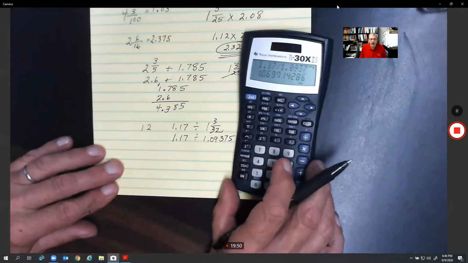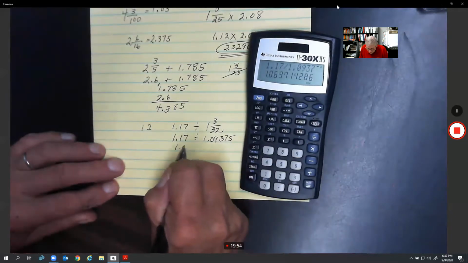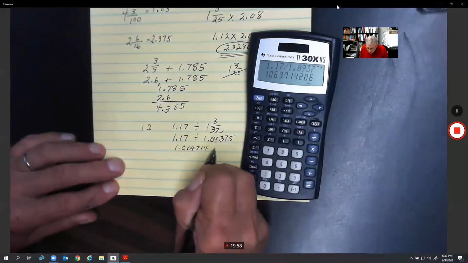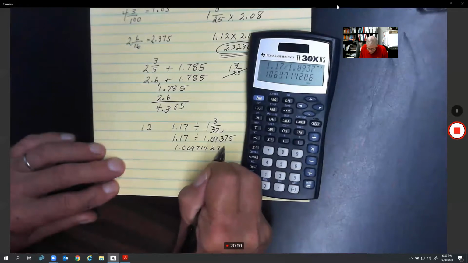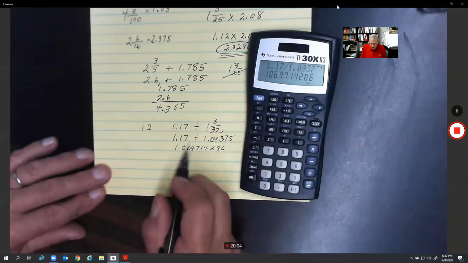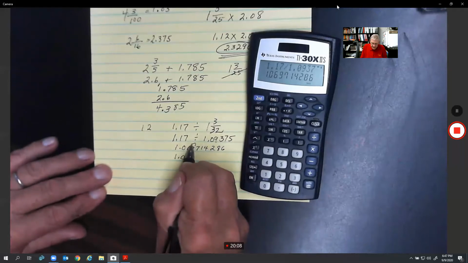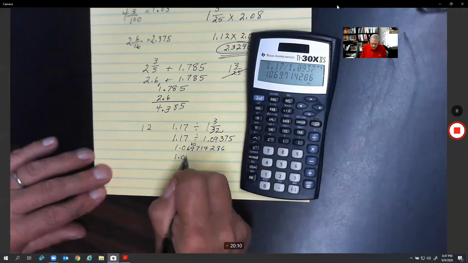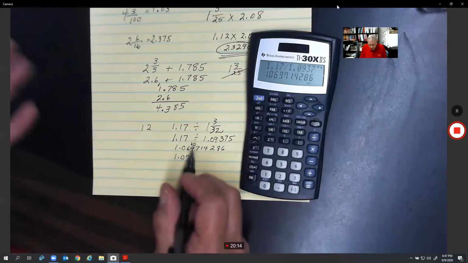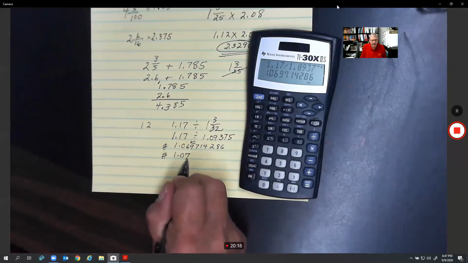I'll give this horrible number. And this probably was rounded off. 1.069714286. Let's round this off to the hundredths place. 1.0, the 9 says 6 has to become bigger. Now it's rounded to the hundredths place. If we were talking money, you'd want to round it off to the nearest penny.